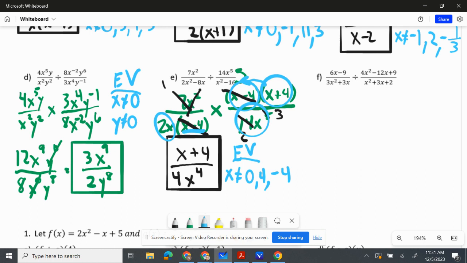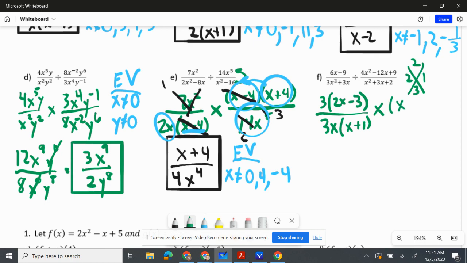Our last one. Once again, what we're going to do is factor and flip at the same time. So I factor out a 3, and that gives me a 2x minus 3. I factor out a 3x, and that gives me an x plus 1. I change the division to multiplication. Since I have a trinomial, two numbers that multiply together give me 2, add up to 3, which would be 2 and 1. So I have an x plus 2 and an x plus 1. Notice it was in the denominator, but I brought it to the numerator because I'm dividing.